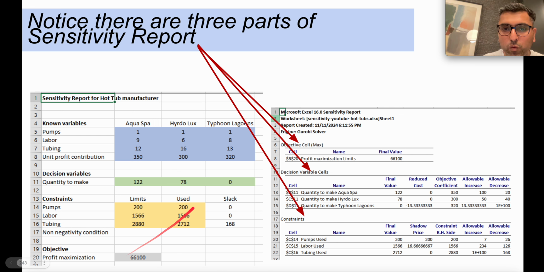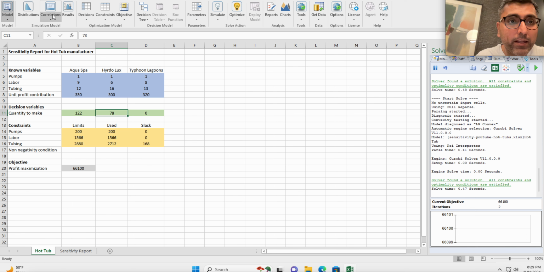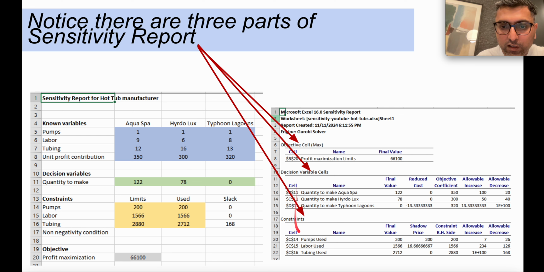So it matches one to one. We have the objective, which goes here. Decision variables in green talk about those variables here, and constraints, all in yellow, go here. So there's a one-to-one mapping for each of these areas. And if you remember, we also have the same one-to-one mapping in the optimization model, where we have the decision, constraints, objective. Same thing. So you see those three parts consistently show up. Those are the three parts of any sensitivity report.